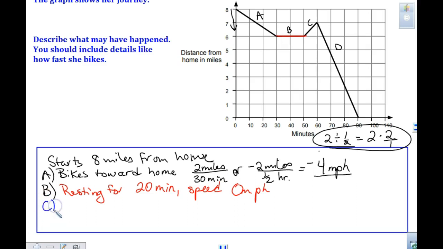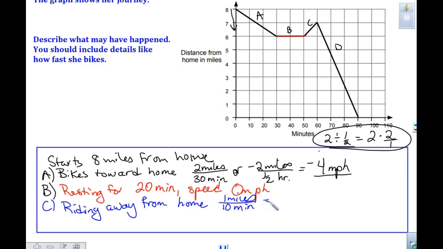Part C now tells us we are going how fast? 1 mile in 10 minutes. Are we going towards home or away from home? Away. Okay, so she's riding away. Why might she be riding away? What happened? She rested and she realized what? Maybe she saw something, or wanted to avoid something, right? So she's still going away from home. And we said she went 1 mile in 10 minutes.